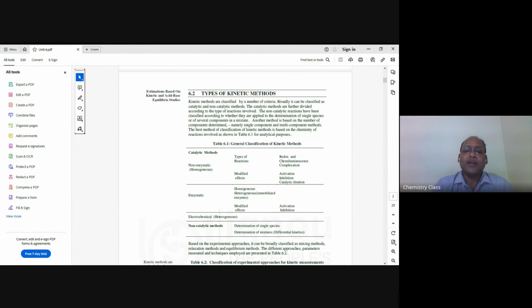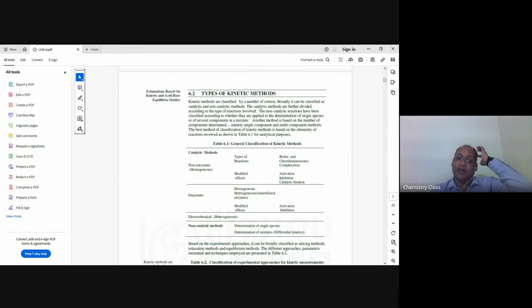Now, the kinetic methods are classified by a number of criteria. Broadly, they can be classified as catalytic and non-catalytic methods. The catalytic methods are further divided according to the type of reactions involved. If we come to the catalytic methods, there is the non-enzymatic, homogeneous type. Types of reaction and modified effects: the redox reaction is there, and the chemical complex reaction will be there. Activation, inhibition, and catalytic titration should be there.